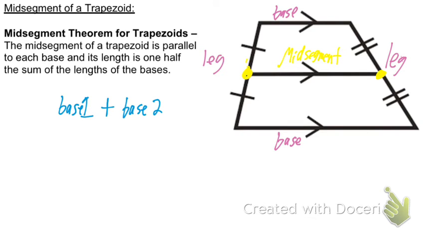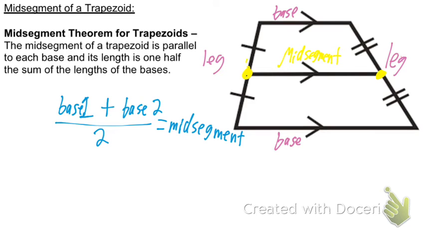Base 1 plus base 2, and divide by 2. That's going to give you your mid-segment. So it's a very similar idea to the mid-segment of a triangle. Does that make sense? How it's very similar?